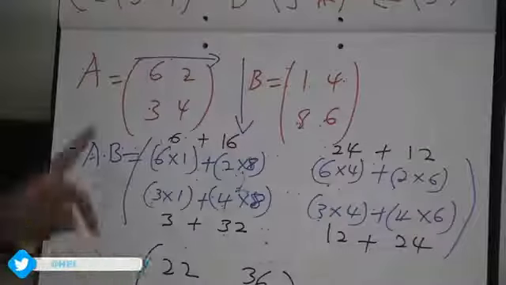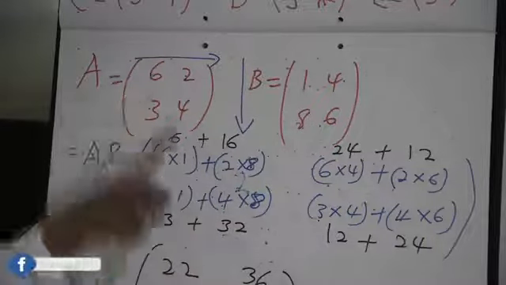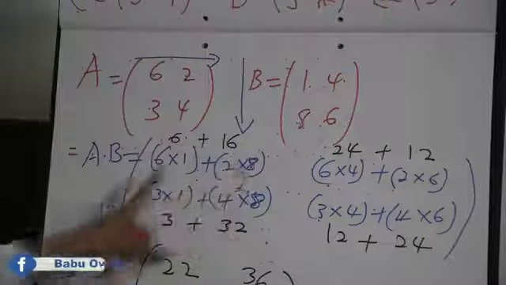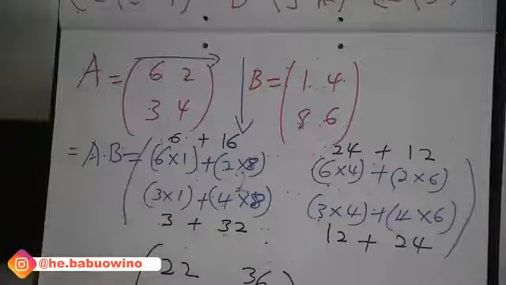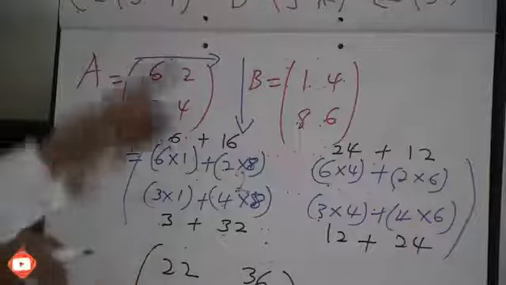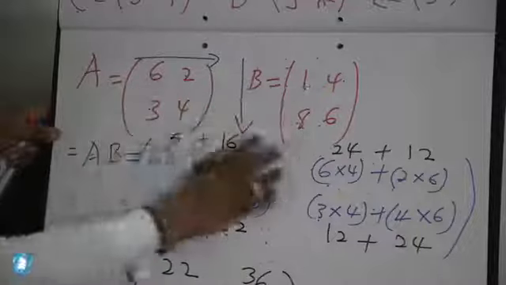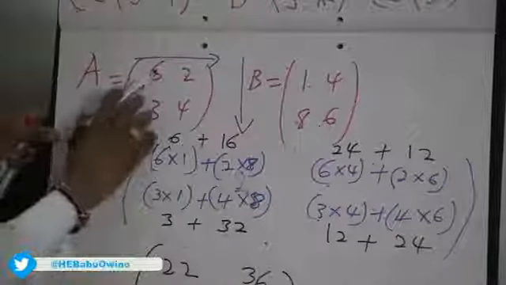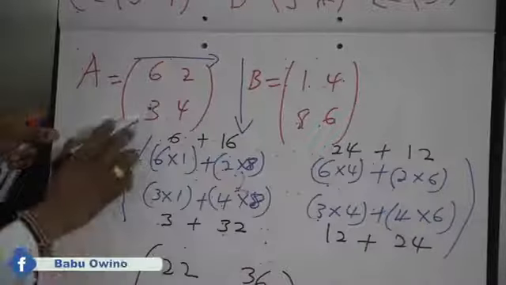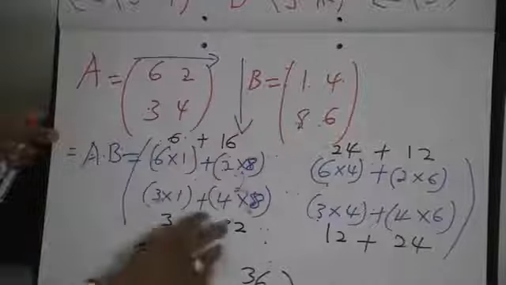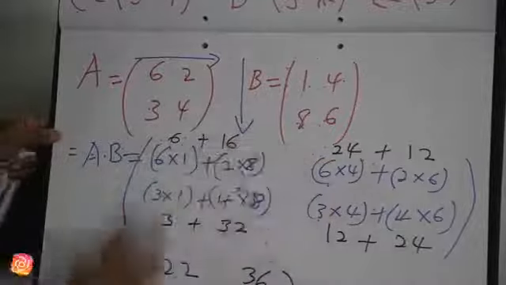So you confirm. The moment you get your answer, take your time, go back and confirm if you multiplied well, because the signs may be confusing and human beings are prone to mistakes. You can make a minor mistake that will cost you the whole answer. So you come back again: 6 by 1 plus 2 by 8, correct. 6 by 4 plus 2 by 6, correct. 3 by 1 plus 4 by 8, correct. 3 by 4 plus 4 by 6, correct.